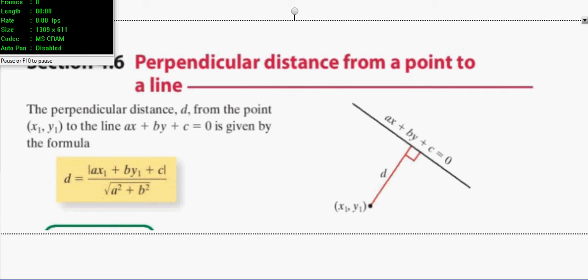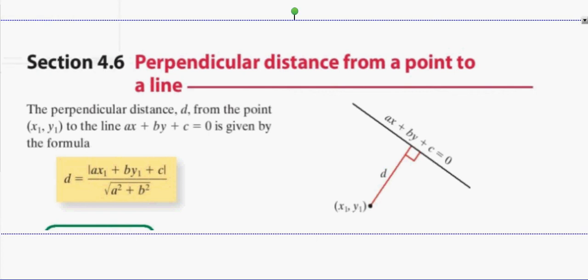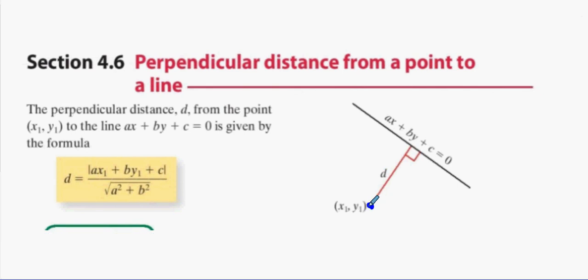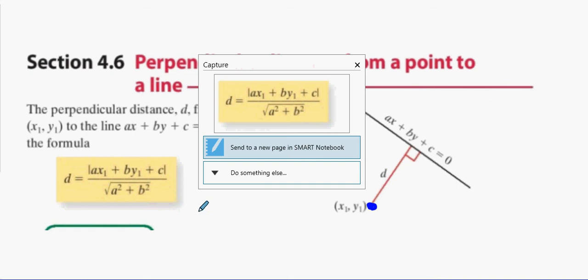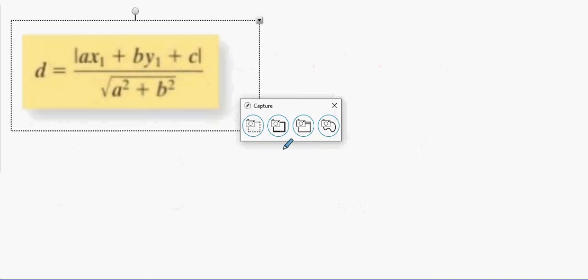Here's the equation you're going to be using in everything. The perpendicular distance from any point to any line is given by the following formula: D equals |ax1 plus by1 plus c| all over the square root of a squared plus b squared. We're basically going to use this formula every single time. That's all we need to work with.